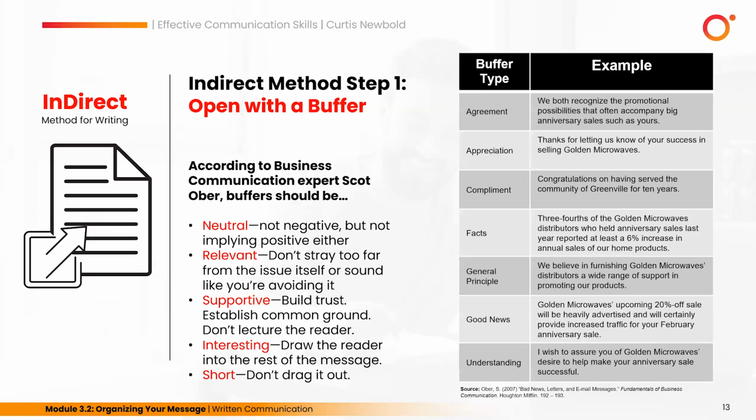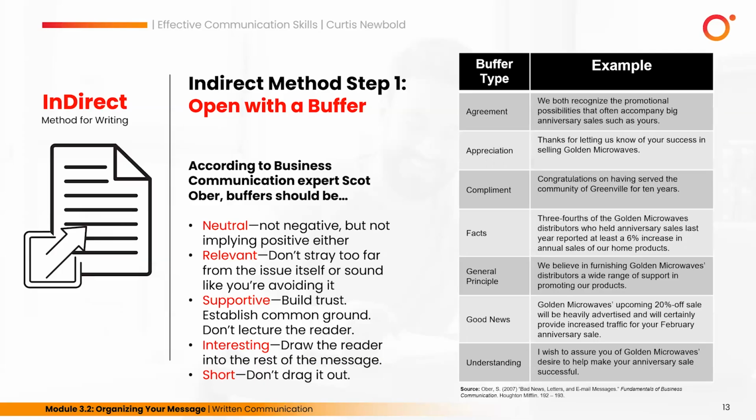There are a lot of different ways you can add buffers at the beginning of an indirect method approach. These are just some examples. First of all, agreement: we both recognize the promotional possibilities that accompany big anniversary sales such as yours. Or maybe appreciation: thanks for letting us know of your success in selling golden microwaves. Or maybe a compliment: congratulations on having served the community of Greenville for 10 years. Or maybe just some facts.